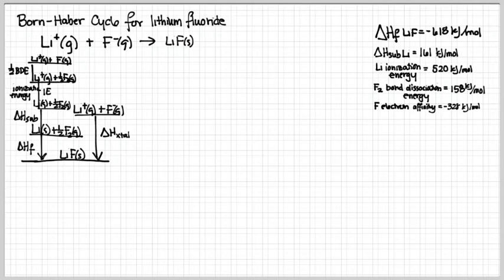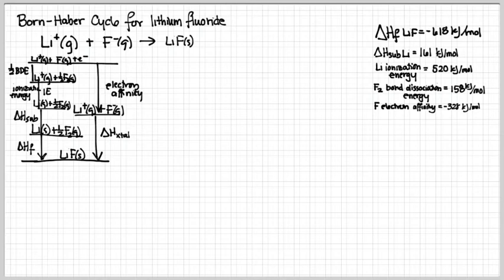And then finally, the last thing we need to do is turn the fluorine into fluoride ion. And so when you have that fluorine plus the electron that came from lithium, that energy difference is the electron affinity. And we know the electron affinity of fluorine, or at least something we can look up.